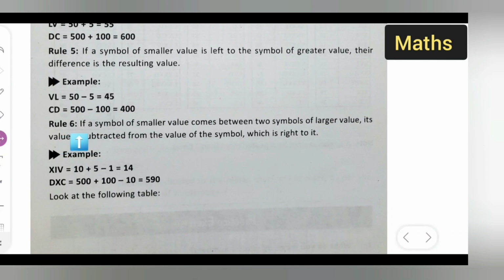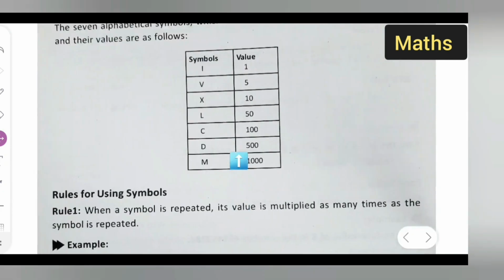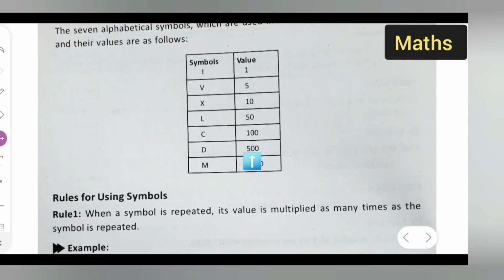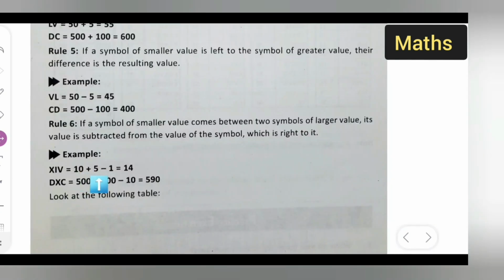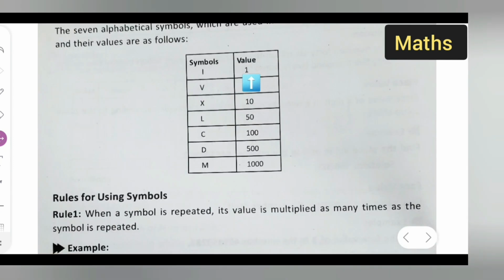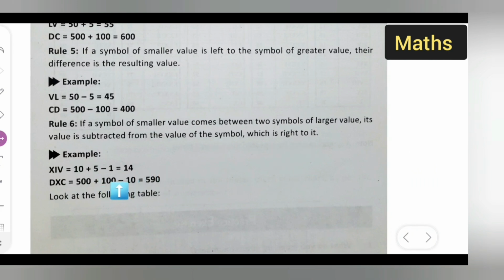And then rule 6 is there. If a symbol of a smaller value comes between two symbols of a larger value, its value is subtracted from the value of the symbol which is right to it. So XIV means 10 plus 5. So X is 10 plus V is 5 in the table. You all can see. Then what you'll have is 5. And then this middle one will be minus 1 because the value is given minus 1. And you all have to just read this. Is equal to 14. 10 plus 5 is 15 minus 1, 14.